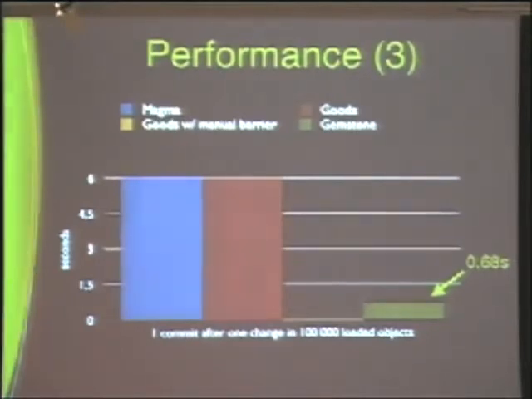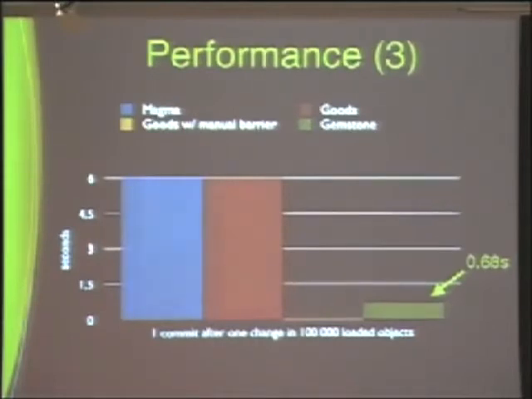Goods without the manual write barrier is as performant. Goods with the manual write barrier is way faster. So it's invisible here because, of course, we just have the one object to send, and we did it manually. So this is pretty cool. We were very happy with that. Gemstone actually has exactly the same performance as the previous slide where we did a commit of 100,000 objects, which is also very fast.